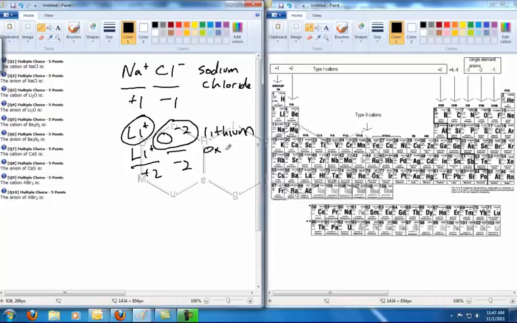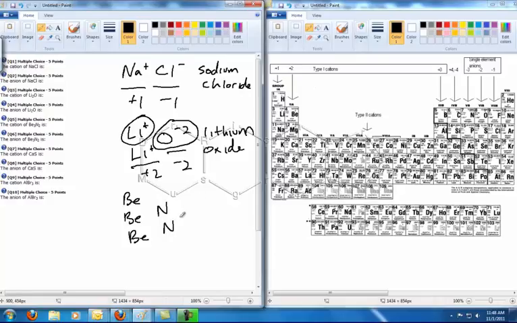and oxide. Notice in both of these cases there's no need to include the charge in the name because we always know that the charge on sodium and lithium is always going to be positive 1 because they're both in group 1 here. So anytime they're in group 1, group 2 or they're aluminum, you never put the charge in the name.